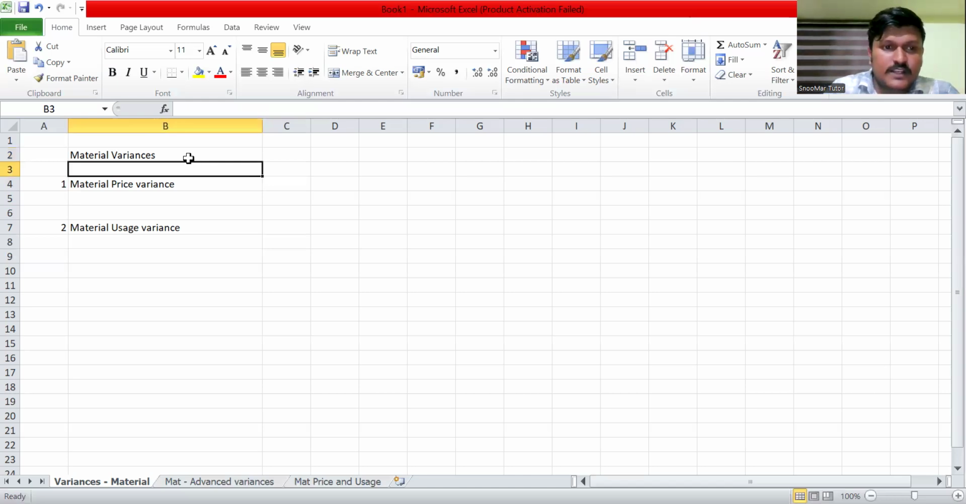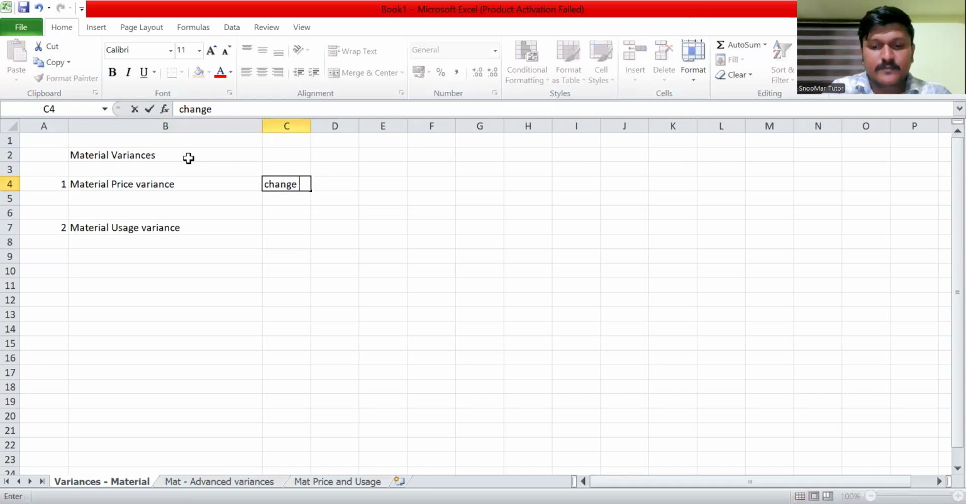Okay, so let's note it down. Price variance is due to the change in budgeted price versus the actual price. And material usage variance is the budgeted usage of the material versus the actual usage which came in producing that particular thing.